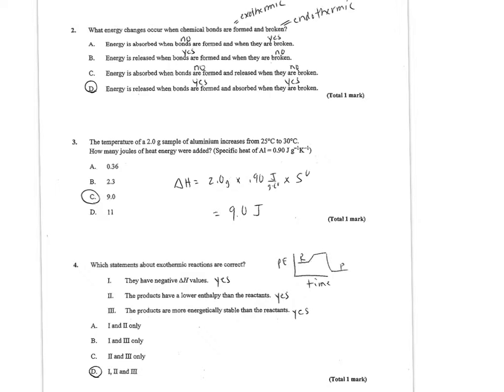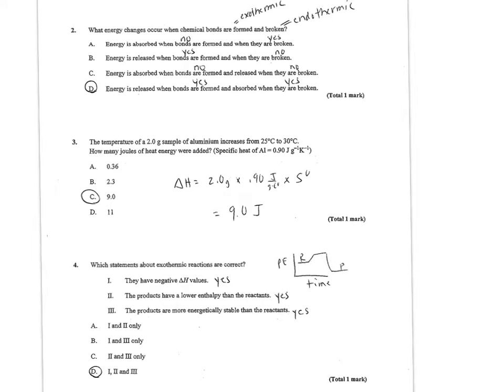So then C, you just have to know, is the energy absorbed when bonds are formed and released when they are broken, or D, is energy released when bonds are formed and absorbed when they are broken? And D is the correct answer, and it's a little bit tricky because they've got the bonds forming, which is actually the second part of the process. In my mind, I would think energy is absorbed when they are broken and released when they are formed, because that's the order it happens in a reaction.